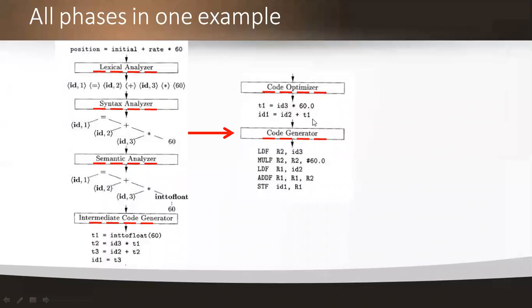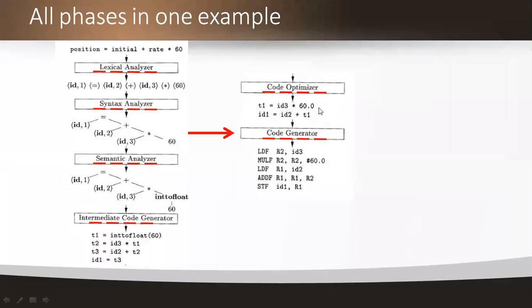How did we minimize this? Directly we give T1 is equal to this part, ID3 into 60. And now ID1 is equal to what? Identifier 1 is equal to this ID2 plus T1. Again, by doing the reverse engineering, we can check whether, after performing the optimization, any changes occur between the generated output and the source string.